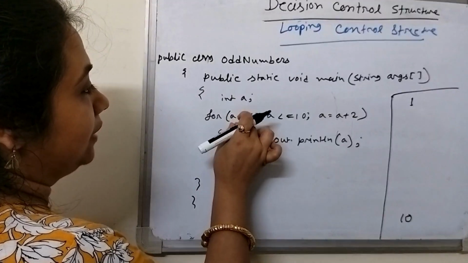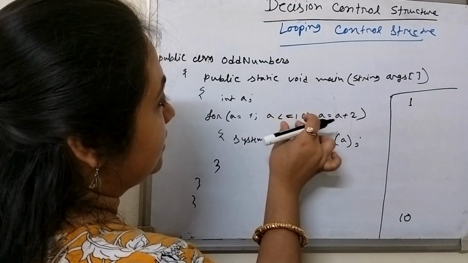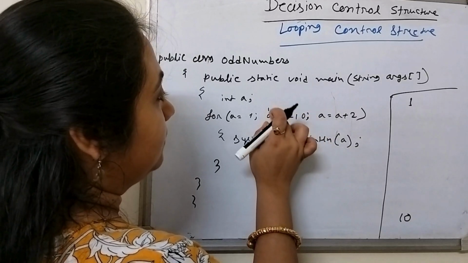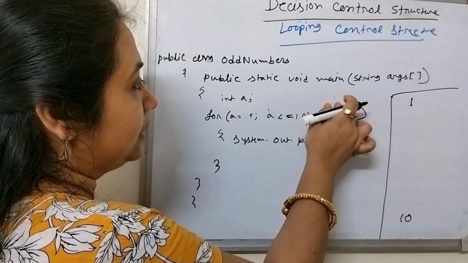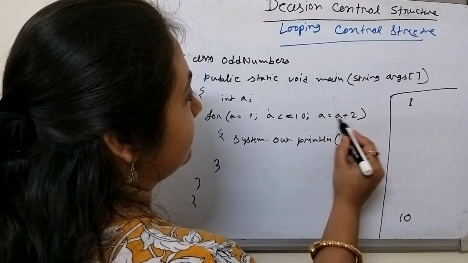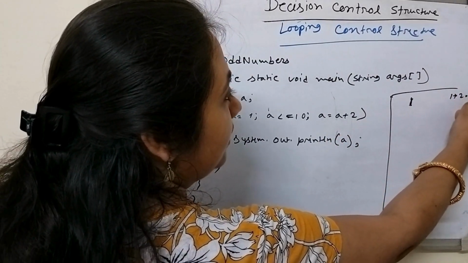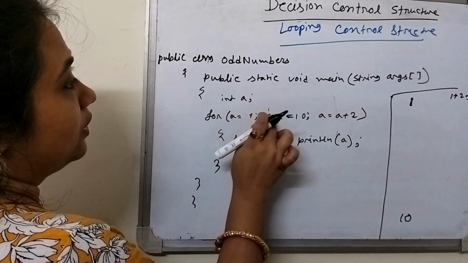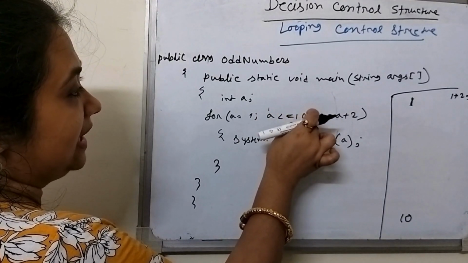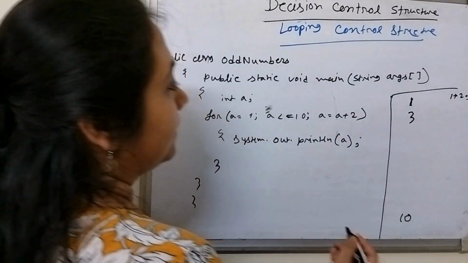So at first the value of a will be 1, then the condition is checked: a less than or equal to 10. Because the value of a is 1, and 10 is greater than 1, the condition will be satisfied. Then the result 1 will be printed. Next it will increment the value, that means a equals a plus 2, so 1 plus 2 equals 3. Now what condition will be checked? 3 is less than or equal to 10. That means the condition is true. Then 3 will be printed.